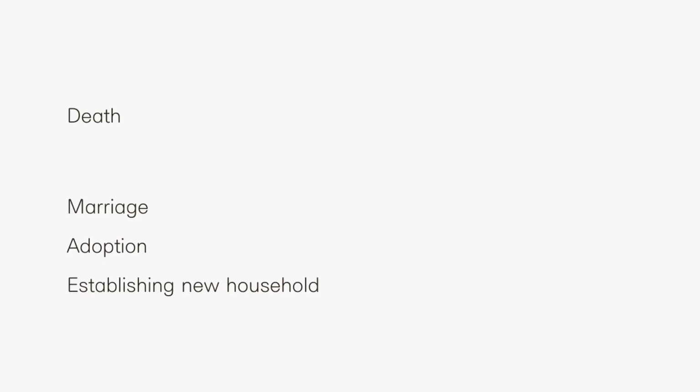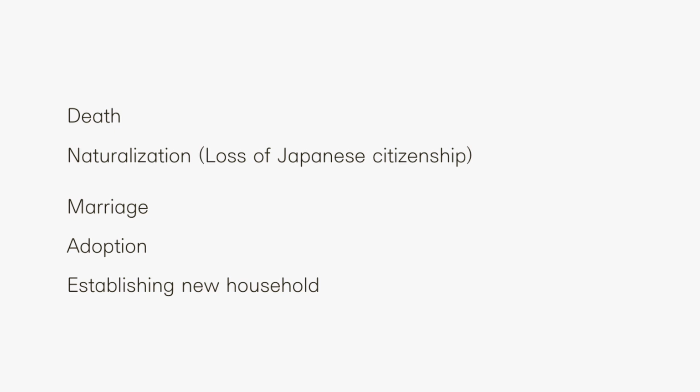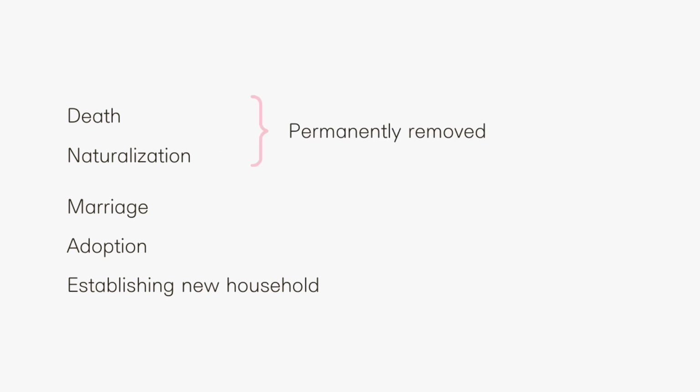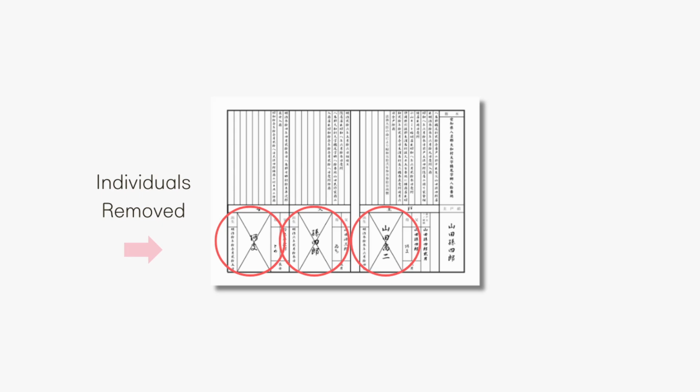Reasons that people are removed from a koseki include death, marriage, adoption, establishing a new household, and obtaining citizenship to a different country, therefore losing Japanese citizenship. In the case of death and naturalization, the person is permanently removed from the koseki. But when marriage, adoption, or creation of a new household occurs, the person is simply removed from one and added to another. Older joseki tohon have a big X written on top of the person who has been removed, so they look like this. New ones simply have the word joseki added to the information about the person, so it looks like this.